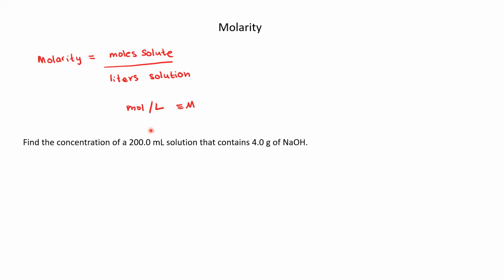Let's do this example. Find the concentration of a 200 milliliter solution that contains 4 grams of sodium hydroxide. So we are given the mass of sodium hydroxide and the volume in milliliters. So we need to convert grams into moles. For that we are going to use the molar mass of sodium hydroxide. And we need to convert milliliters to liters. For that we are going to use the relationship between milliliters and liters.